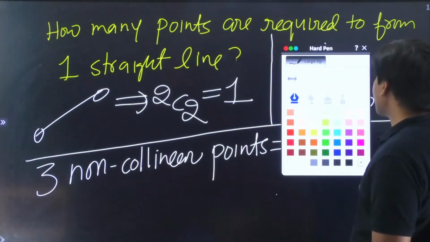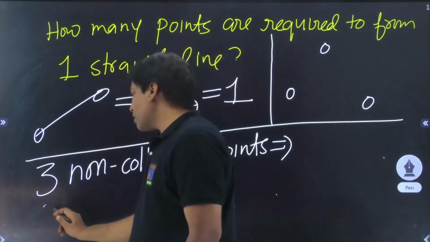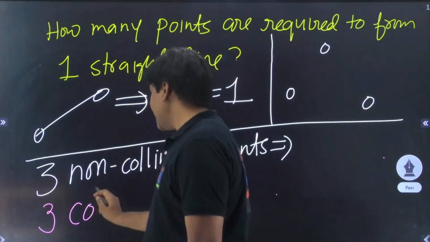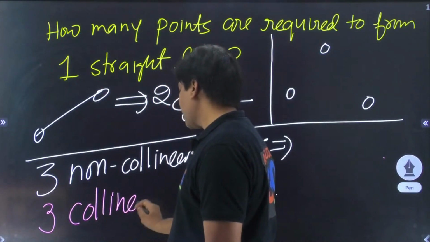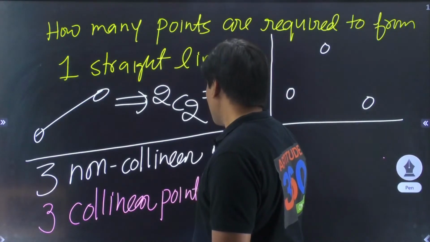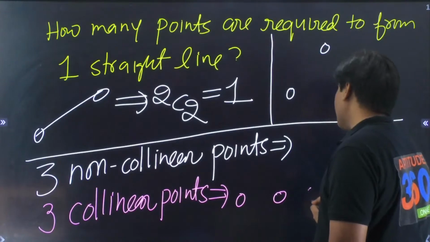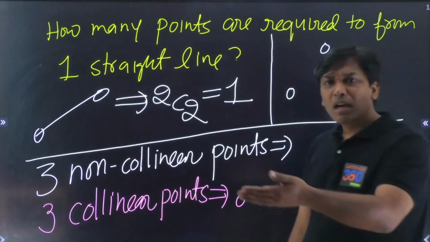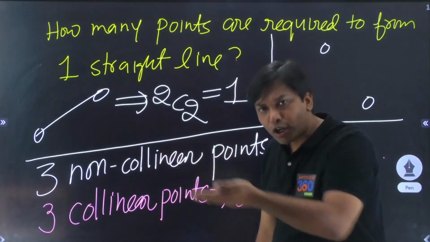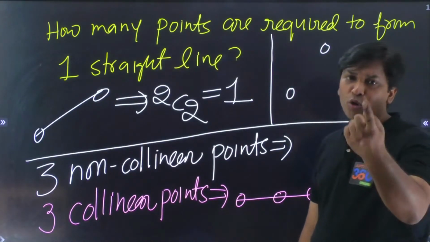And how many straight lines can I have out of 3 non-collinear points? By the way, कई सारे लोग confused हो जाते हैं भाई, 3 collinear points किसको बोलोगे आप? Collinear points, they fall in one एक ही लाइन में. So 1 and then 2 and then 3. And I said that all the points are falling in one straight line. So how many straight lines can be formed? Only one.